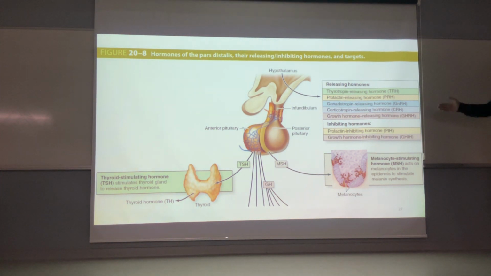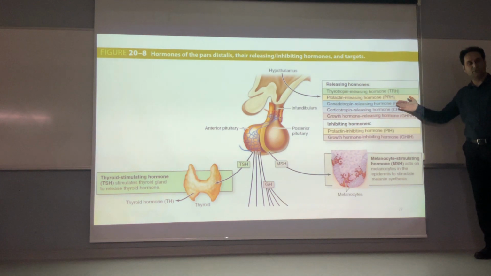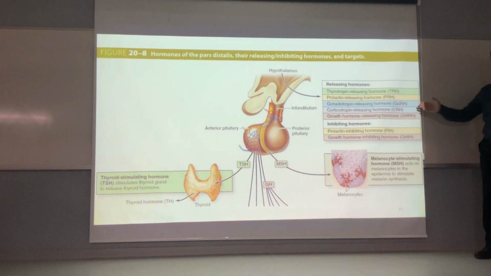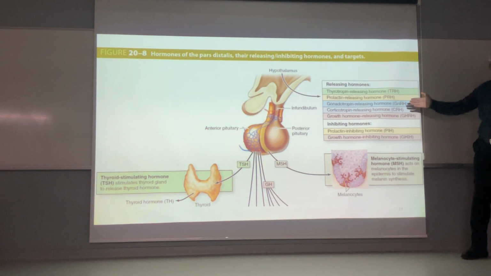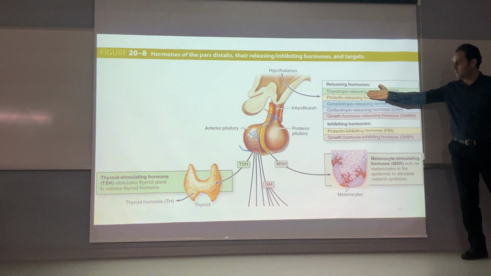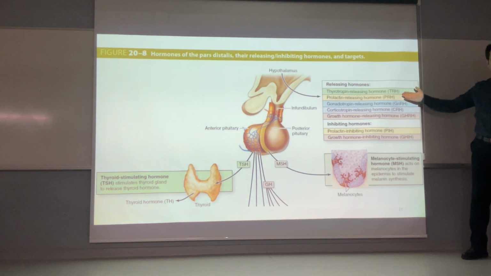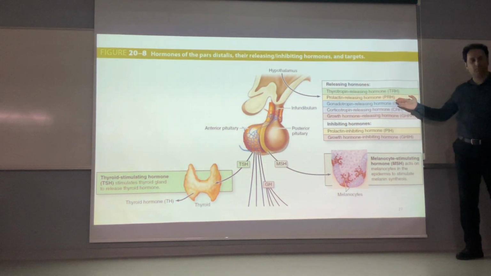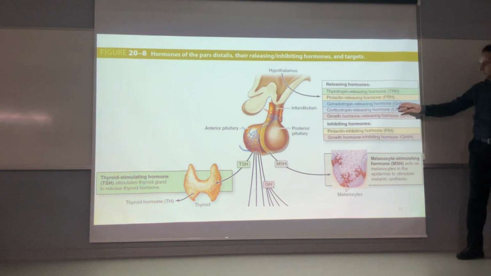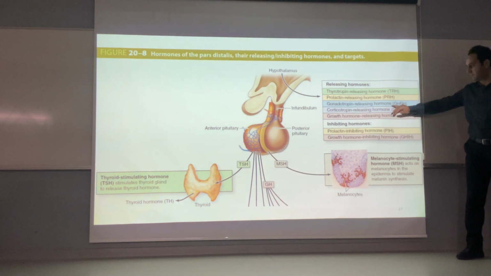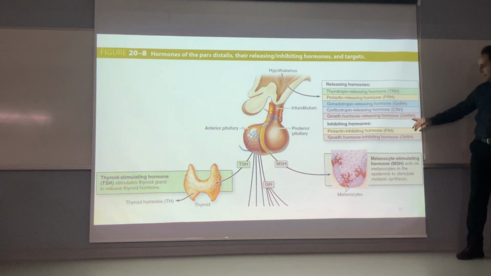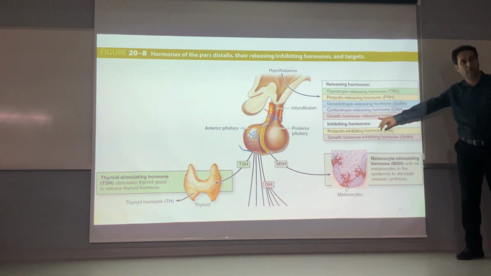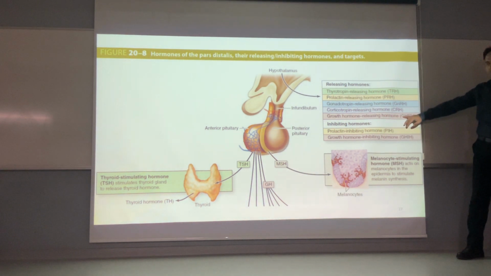affect basophilic and acidophilic cells to produce their own hormones. For example, thyroid releasing hormone can affect the basophilic cells, and also prolactin releasing hormone can affect the acidophilic cells. GnRH and corticotropin releasing hormone are related with the basophilic cells, and growth hormone releasing hormone is related with acidophilic cells.